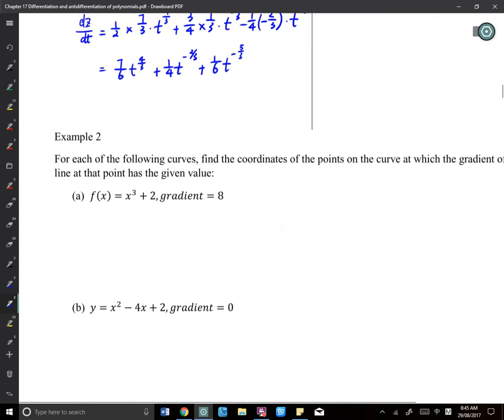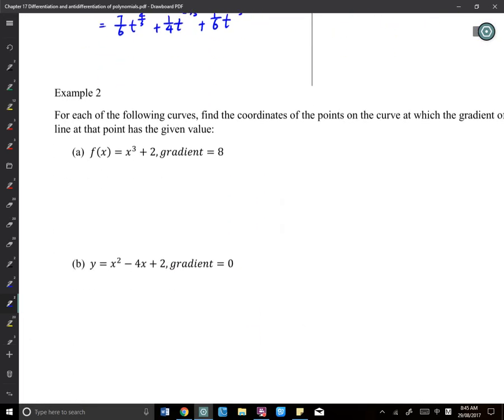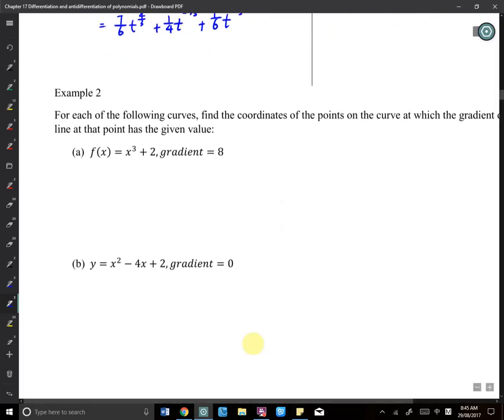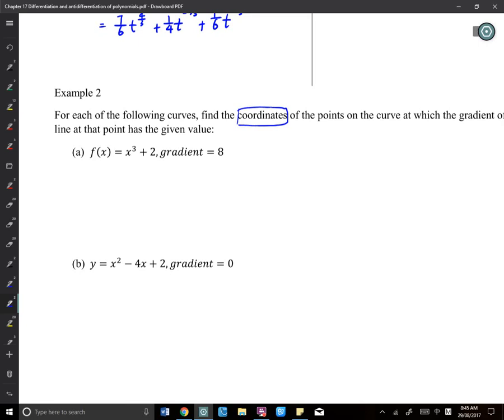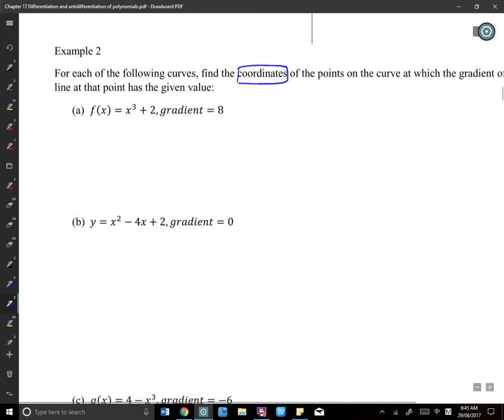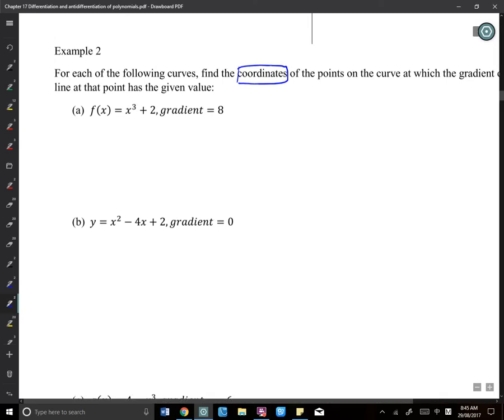Okay. Example 2. For each of the following curves, find the coordinates. Read the question carefully. It's not asking to find x, it's asking to find the coordinates of the points on the curve at which the gradient of the tangent has the given rule. Okay, I want the gradient to be 8.